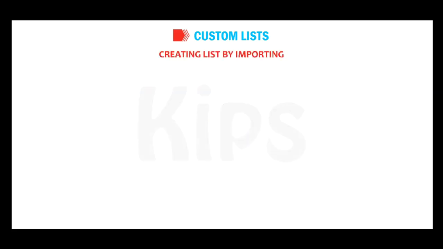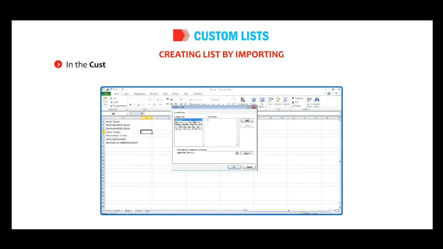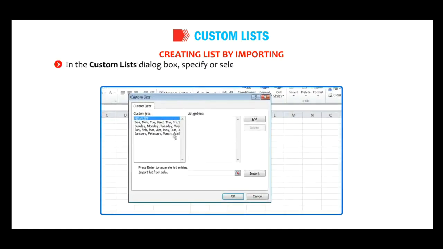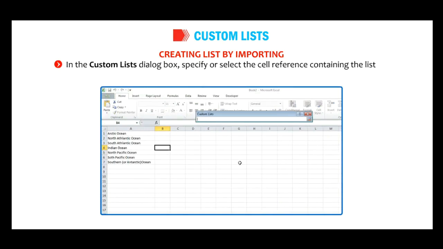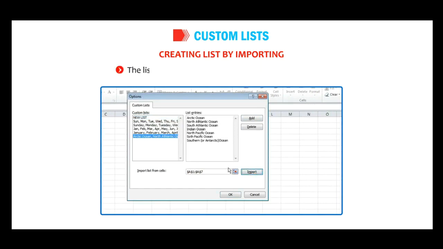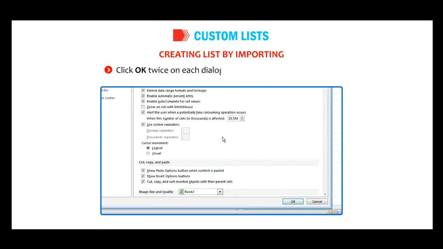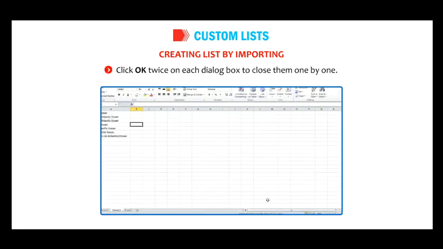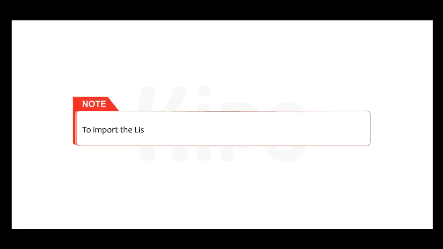Creating a list by importing. In the Custom Lists dialog box, specify or select the cell reference containing the list of items in the Import List from Cells box and click on the Import button. The list items will be added in the Custom Lists box. Click OK twice on each dialog box to close them one by one. Students, note that to import, the list of items should already be present in a worksheet.